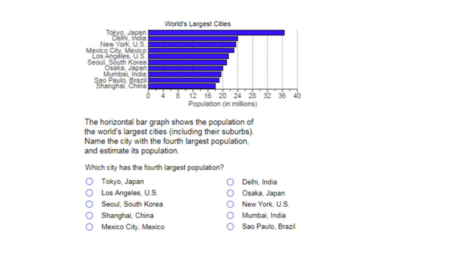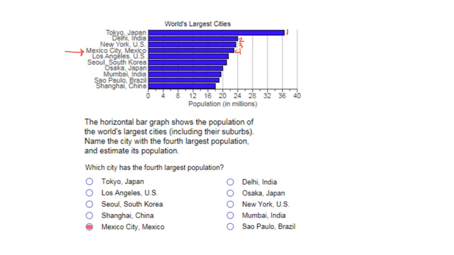Then we have another horizontal bar graph. It says the horizontal bar graph shows the population of the world's largest cities, including their suburbs. Name the city with the fourth largest population and estimate its population. So we want to know the city with the fourth largest population. I'm going to go with the first largest population, the longest bar here, the second, and then the third. So the fourth one would be right here, and it looks like Mexico City would be the fourth largest population.